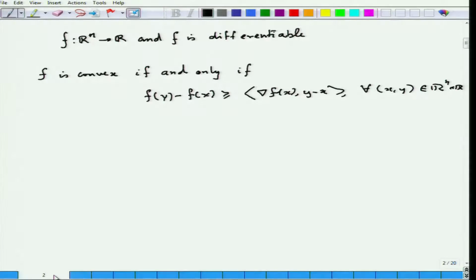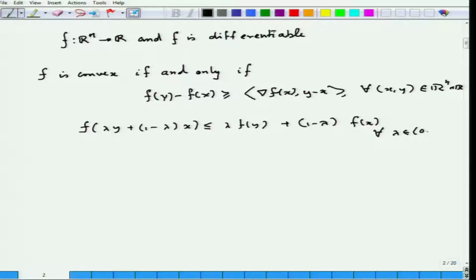Now, I guess I have already proved this fact once earlier, but let me just recollect and do the proof. The proof of this fact is absolutely simple. It relies on the notion of convexity. So, if a function is convex, you write f(lambda y plus (1 minus lambda) x) is less than or equal to lambda times f(y) plus (1 minus lambda) times f(x) for all lambda lying between 0 and 1. Of course, it is including 0 and 1, but it is of course true for every lambda between 0 and 1.